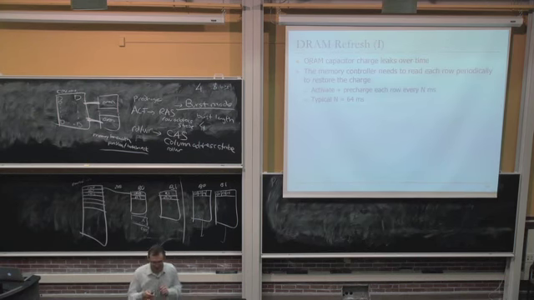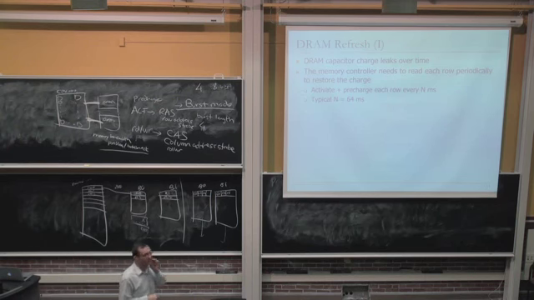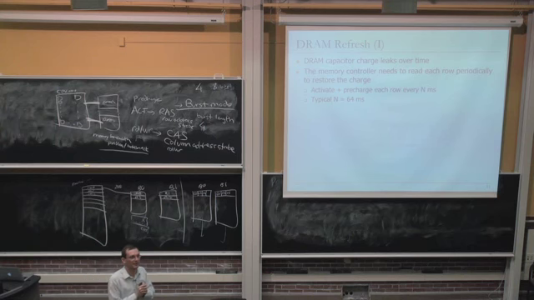Okay, refresh. Some of you are interested in refresh. And this is an important issue. The problem is DRAM capacitor charge leaks over time, right? Which means that if you want the data to be intact in DRAM, you need to have a controller that periodically reads each row and pre-charges it to restore the charge. And this is basically no different than a read operation, except you don't do the read.